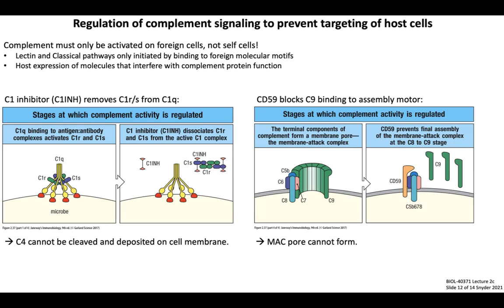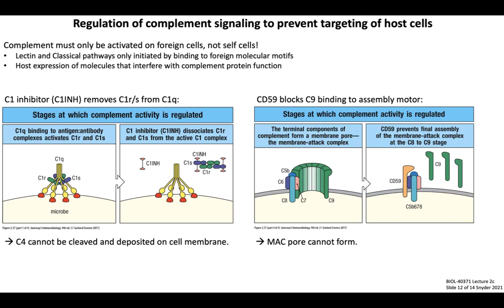I'll end this lecture by driving home the importance of regulating complement signaling so that it only acts on foreign invader cells and not host cells. This is accomplished through two primary mechanisms, the first of which we already touched on when discussing the lectin and classical complement pathways. In these cases, the soluble factors that initiate those pathways, either MBLs, ficolins, and C1, basically function as pattern recognition receptors that only bind to foreign molecular motifs that are not found on self cells.